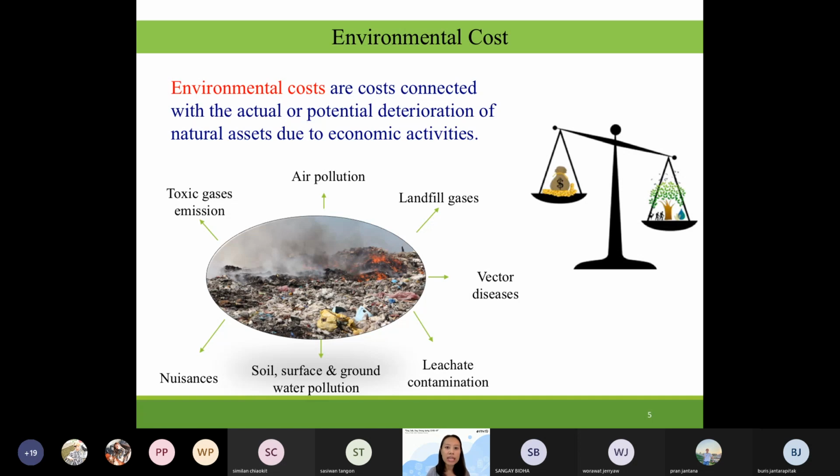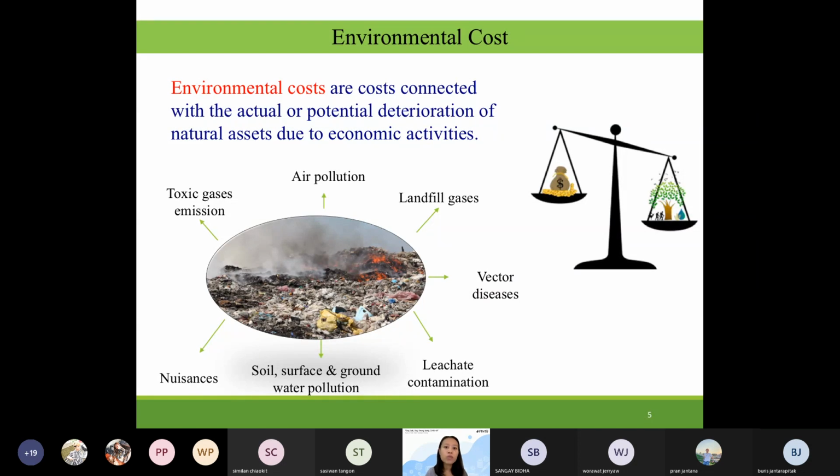The environmental cost means a cost connected with the actual or potential deterioration of natural assets due to economic activity. For example, waste management in terms of landfilling, right? If we dispose of waste in a landfill, normally we don't think only about the weight or volume of the solid waste put onto the land, right? Normally we calculate 1 kilogram equal to 10 baht, something like that.